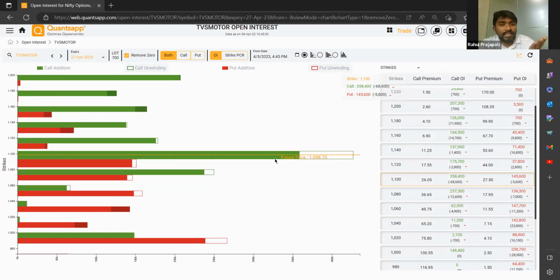But how will you find that in a particular stock there's a call writing trap or a put writing trap? Whenever there's a call writing trap, it's a bullish sign. Whenever there's a put writing trap, it's a bearish sign. So again it becomes a problem, that how many will we manually go and find?